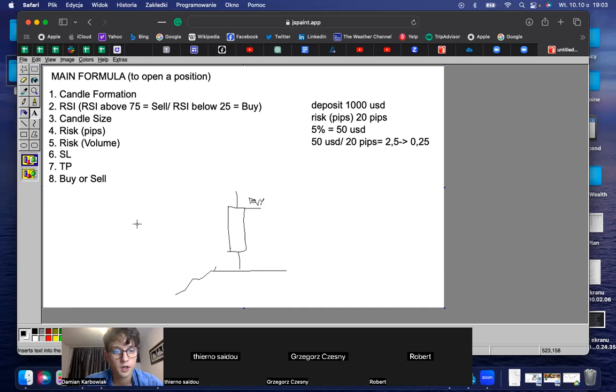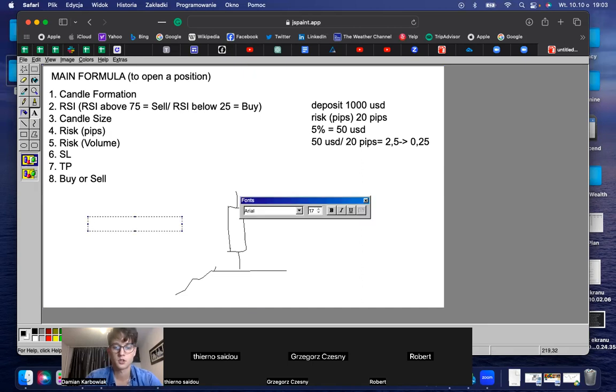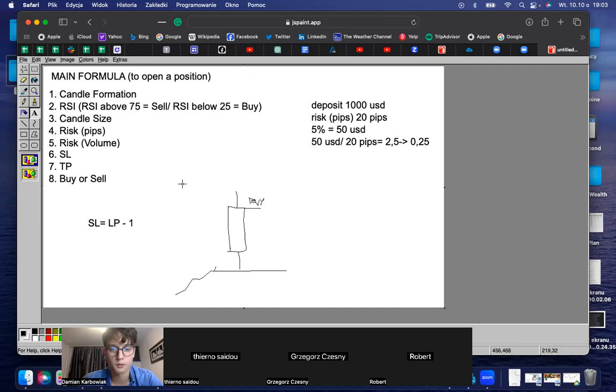To put it in an example, stop loss is low price minus 1. And this is it. We'll go through it again slowly next week. But basically, that space, this is stop loss. From here to here, this is your risk. So when you set your take profit, you go from here, right?